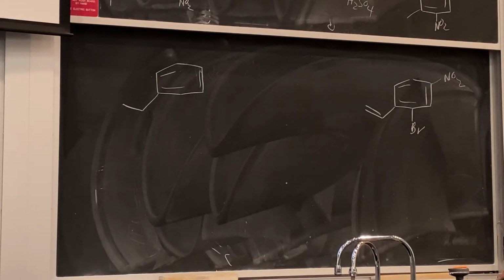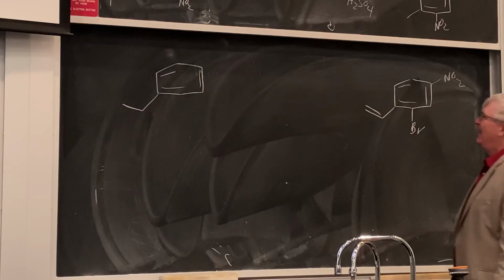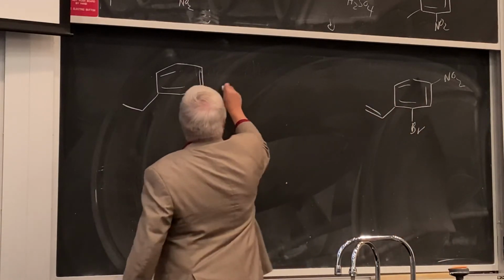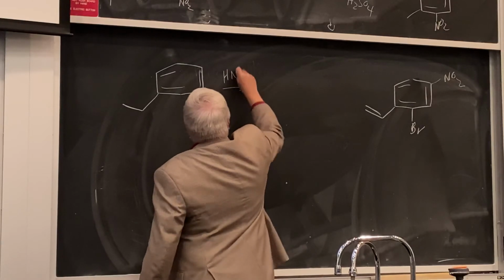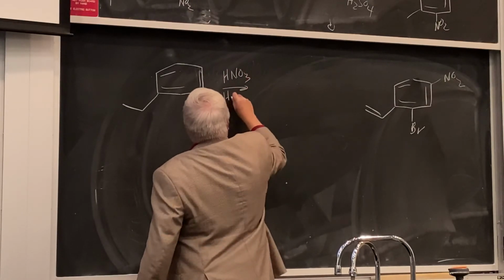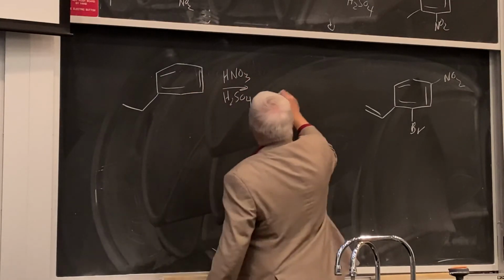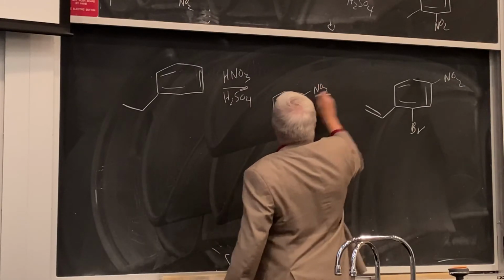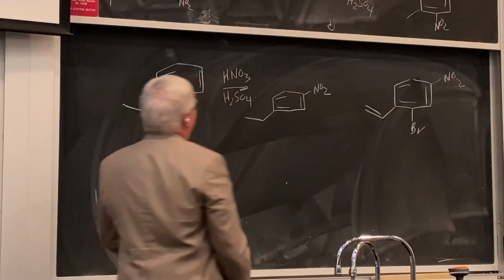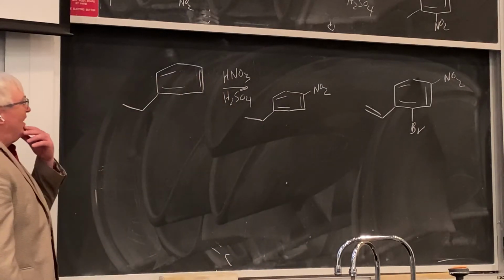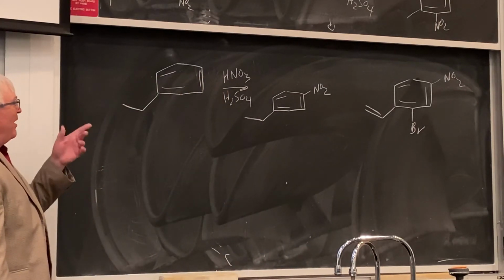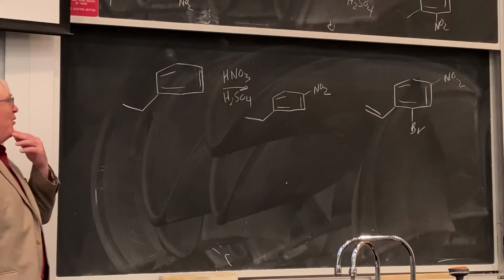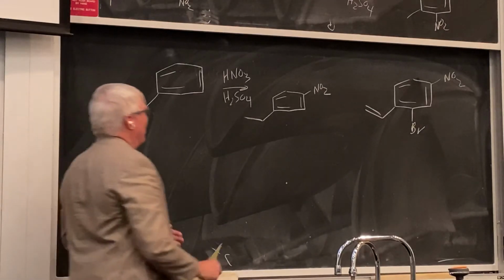So what are you going to do here? First, let's see. An alkyl group, yeah, is a para director. So nitrating that will give us this. Okay. Now, this is again an example where you could have done the nitration and the bromination in different orders. It'd still be similar there.